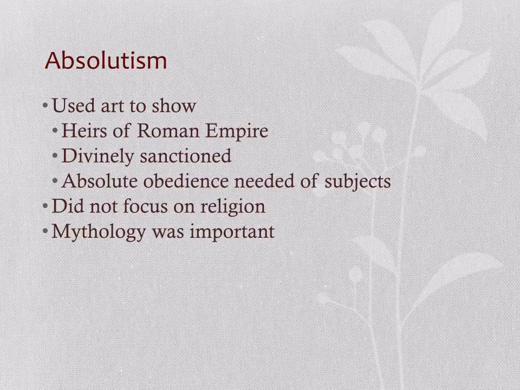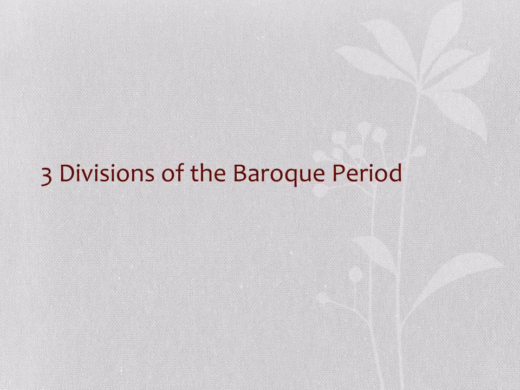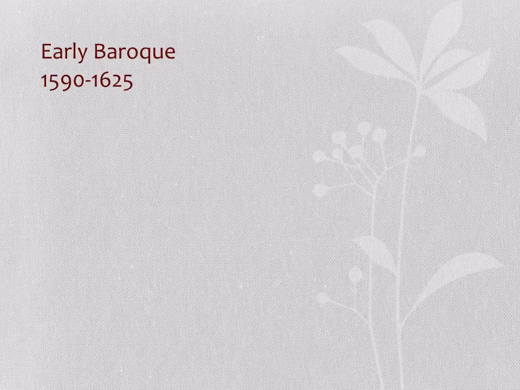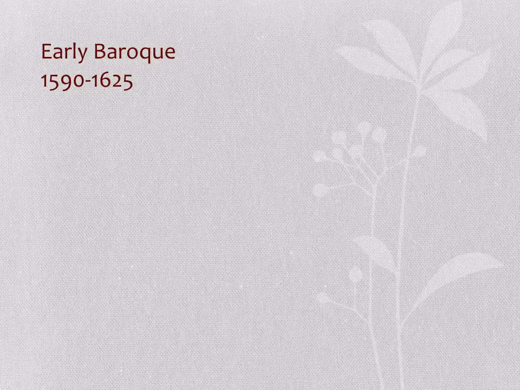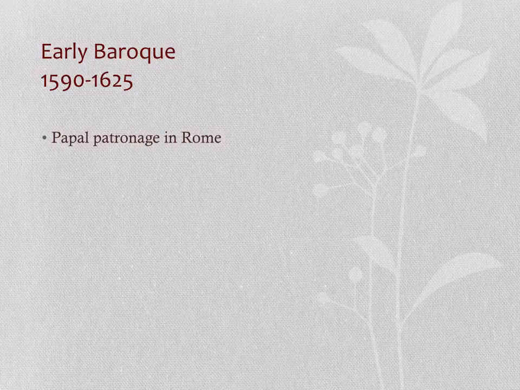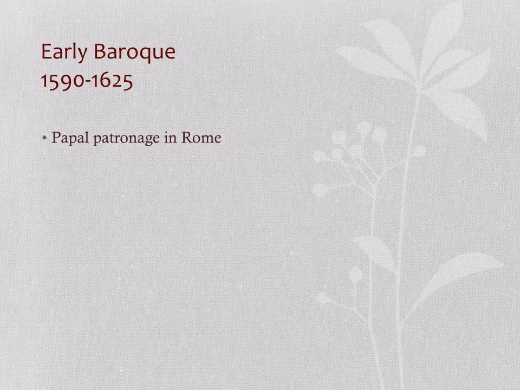It's sort of flipped in the absolute context, where the classic allusions to Greek themes are used to support the monarch's power. All right, so we talked generally about three divisions of the Baroque period, just to sort of give you a sense of the arc. The early Baroque, which begins about 1590, we're talking heavy Reformation, Counter-Reformation here into 1625, or early 30 Years' War. The early Baroque is very religious, it's papal patronage in Rome, using this consciously to support the Counter-Reformation.